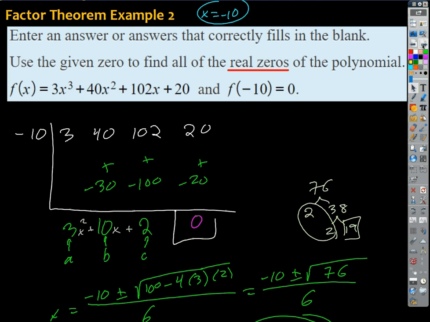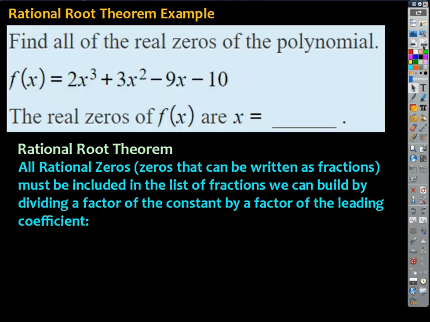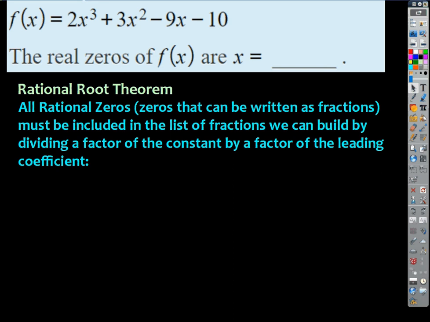But here's the trick. It's called the rational root theorem, and it's really simple. All it says is that all of the rational zeros, rational just means fractional, right? All the zeros that could be written as fractions must be included in the list that we build when we create fractions where the numerator is going to be a factor of the constant and the denominator is going to be a factor of the leading coefficient. Okay? So all we got to do is make a list of the factors of the constant.